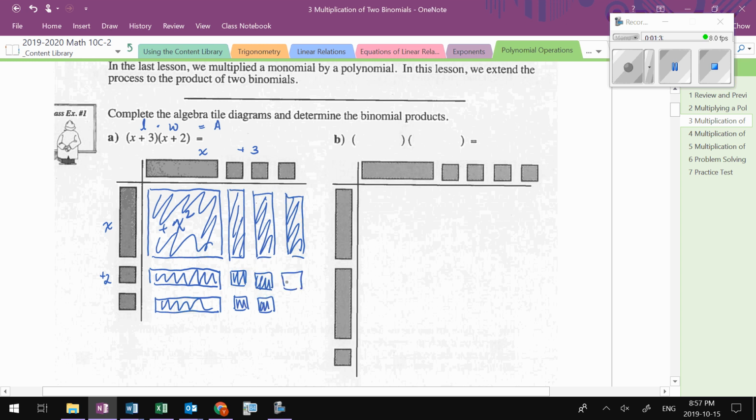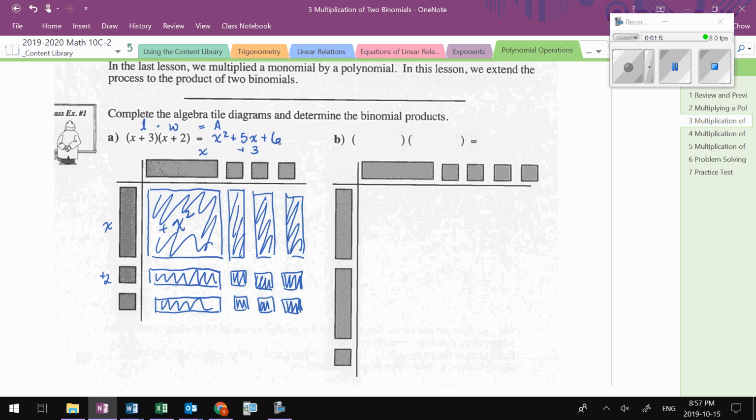So that tells us, when we combine every like term together, we've got an area that is x squared plus, and we've got 2x's and 3x's, or 5x's, plus 6 units. So x plus 3 times x plus 2 is x squared plus 5x plus 6.